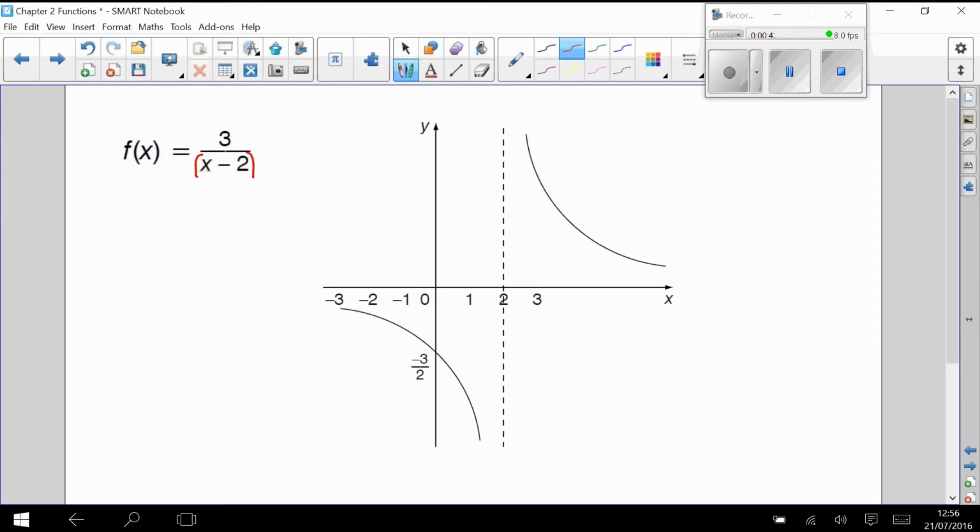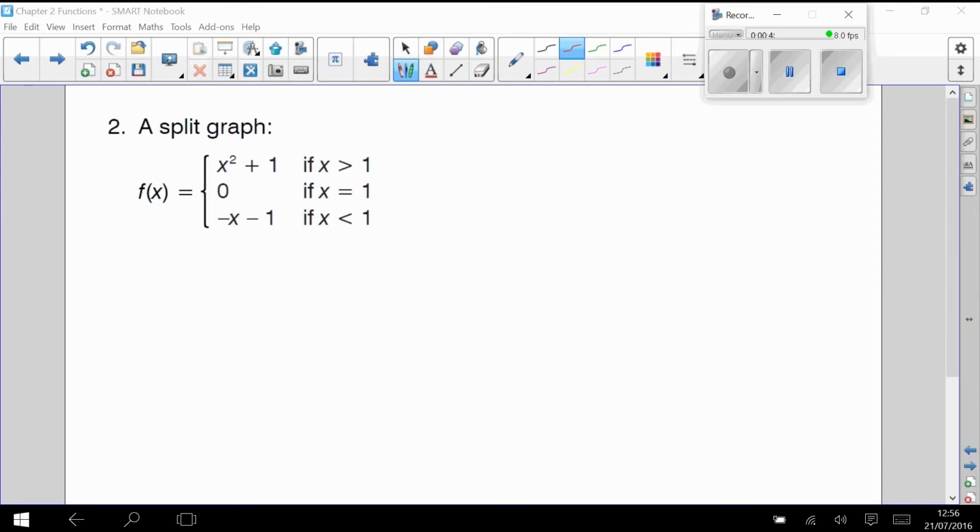Every single time I see a vertical asymptote, I will have a jump discontinuity. The other time where you could find a jump discontinuity is if you have a split graph and you find the limit as I tend towards a particular x value, in this case when x is 1, from the left and from the right, and you don't arrive at the same height. So over here, if I take a look, f at 1 is going to be equal to 0.